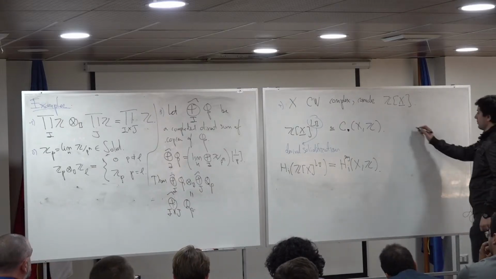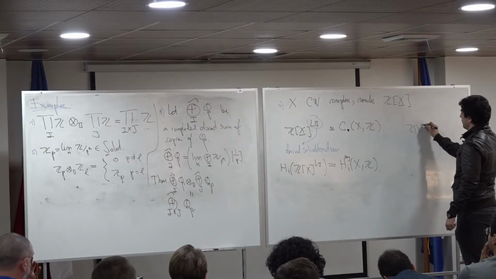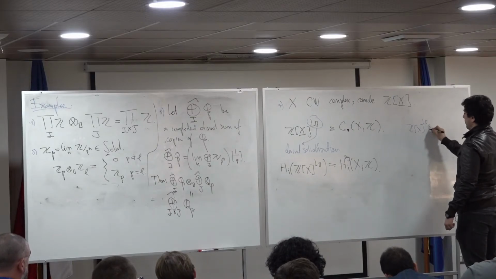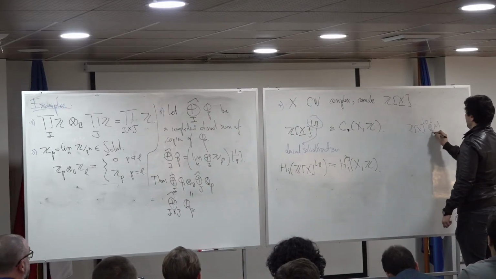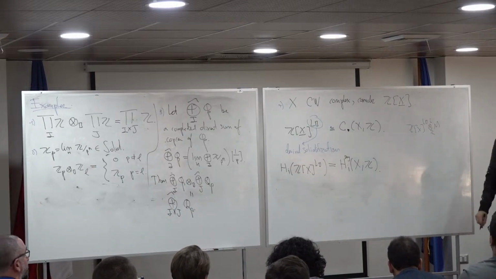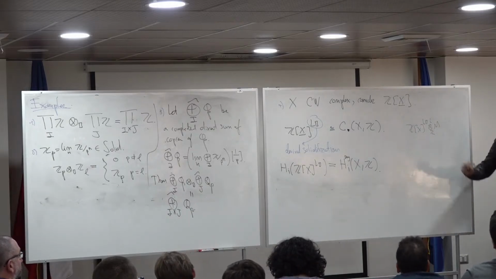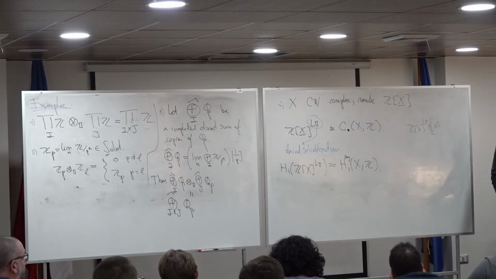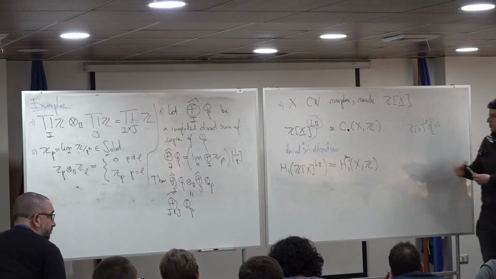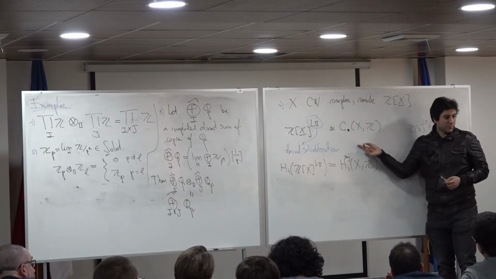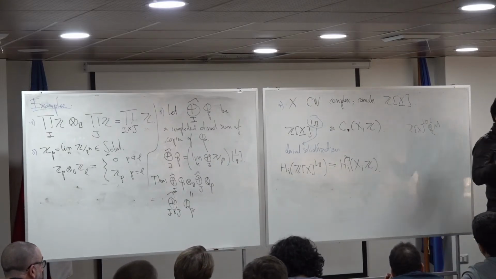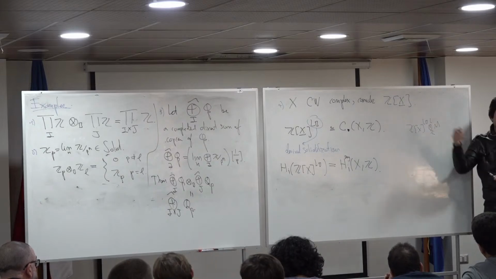So if you do something like this, and tensor with M, maybe derived as well, then this just recovers the homology with coefficients, just by doing the base change. This is already true if you do it just with the chains. You base change from Z[S] to M, and you just get homology with values in M.